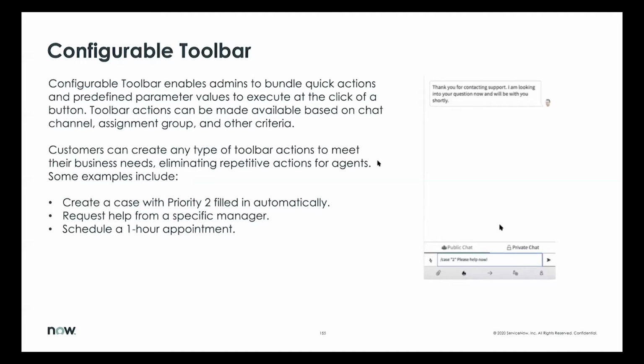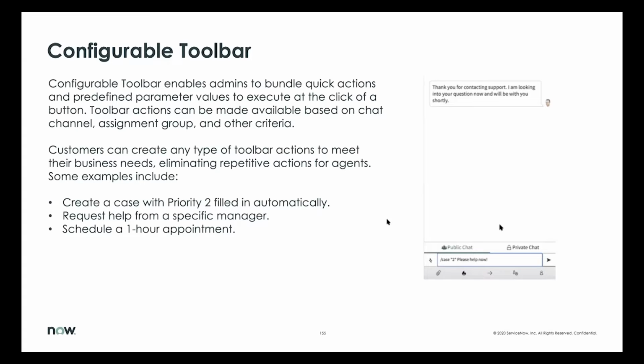I'll also talk through the configurable toolbar before we do the demo, because they go hand in hand. The configurable toolbar allows you to create custom buttons on this toolbar for specific use cases. A common example that we've already seen is creating an incident. As a business, if you see some actions that are repetitive or come up more often than others, you can create toolbar buttons for these so that agents can access them easily.